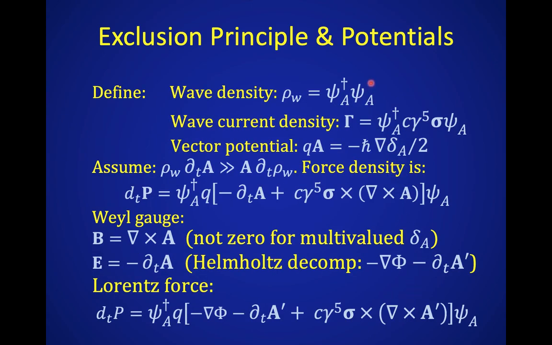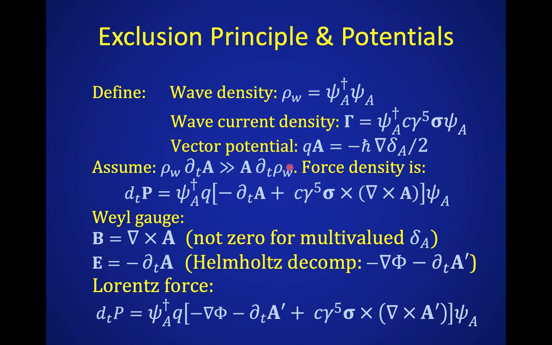Okay, and make some definitions here. We'll say there's a wave density, a wave current, or current density, and we're going to define the vector potential according to this equation, where it's proportional to the gradient of the phase difference, phase shift. And we make one more assumption, which is that the phase factor varies much more rapidly than the wave density, which is like the amplitude. So the phase varies much more rapidly than the amplitude. That's similar in quantum mechanics to assuming that your incident wave is a plane wave.